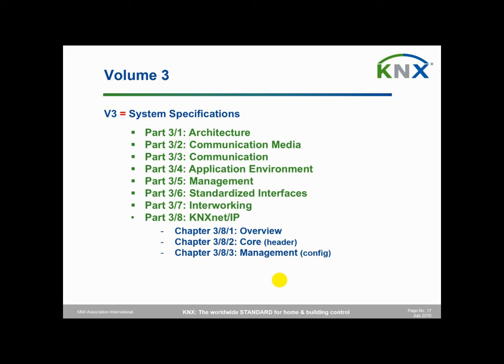Then chapter 3 is about management, so how to configure such a KNX Net IP device. In the tunneling chapter, so chapter number 4, it's about how to use a KNX Net IP device as an interface. And chapter 5 is about routing, so how to route telegrams from TP over IP and vice versa.